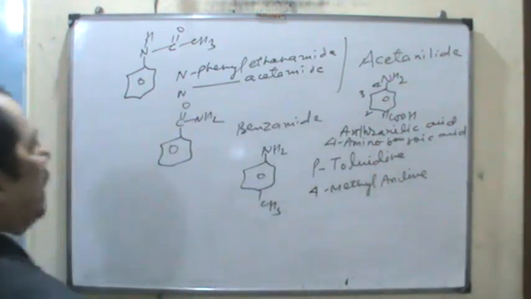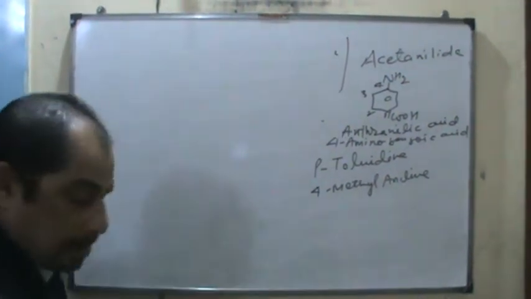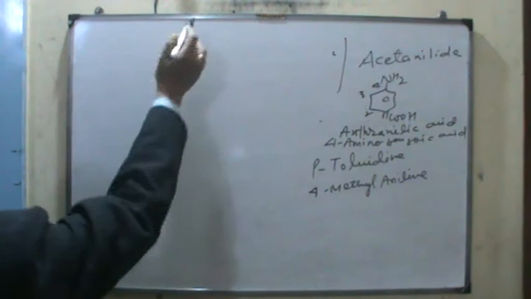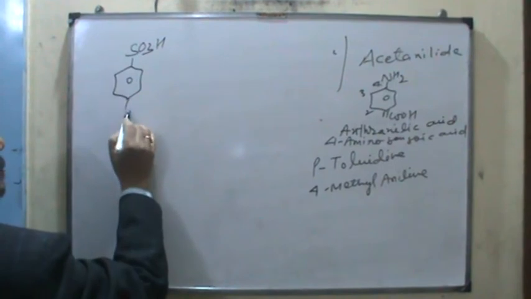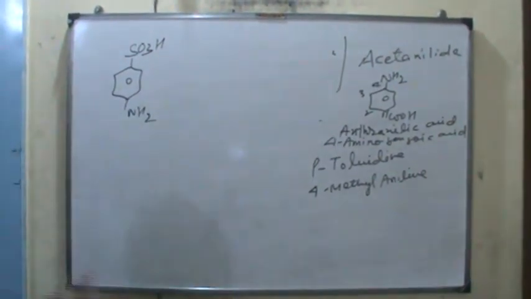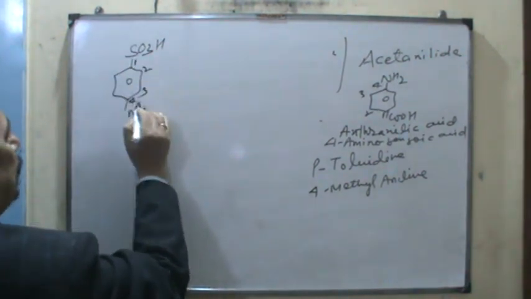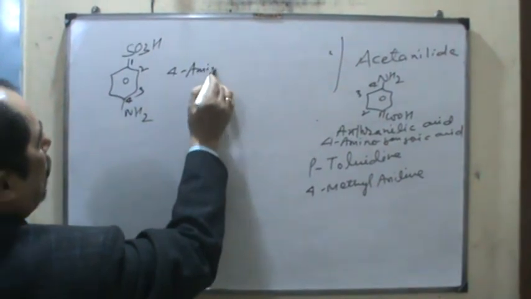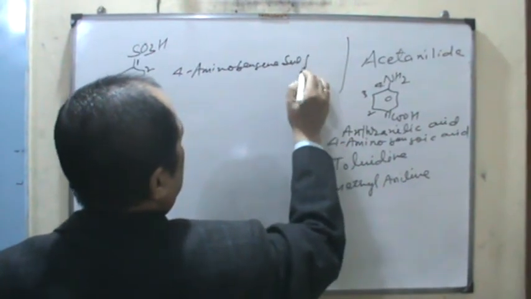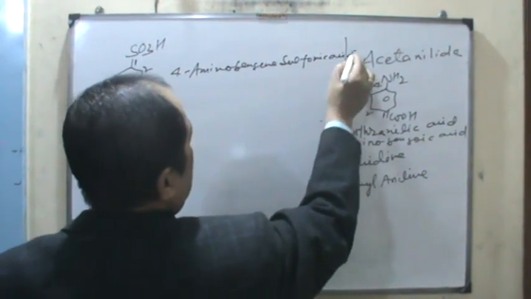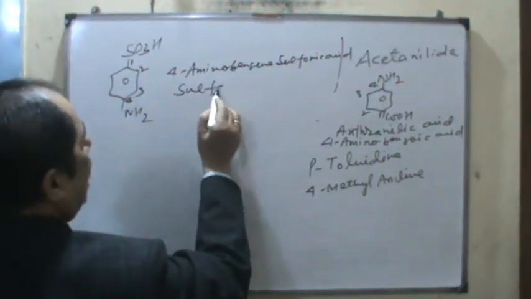So dear students, another true nomenclature is SO3H, benzene sulfonic acid. But here if you add NH2, the sulfonic acid is senior, so it requires the lowest number: 1, 2, 3 and 4. 4-aminobenzene sulfonic acid, or it is called sulfanilic acid.